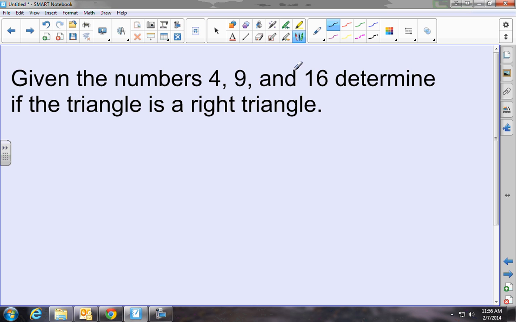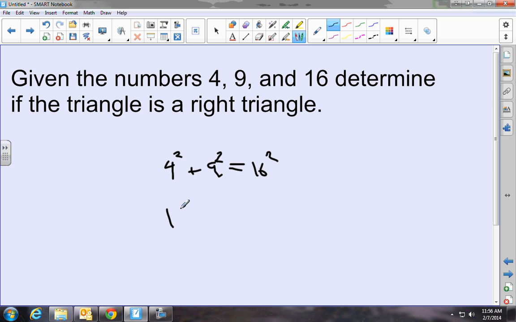So here they give us three lengths, and they ask, is it a right triangle? Well, if it is, then a squared plus b squared should equal c squared. Now, how do I know which one is c, 4, 9, or 16? Well, you guessed it. It's got to be the 16 because it has to be the longest side. Okay, so we're going to set it up a squared plus b squared equals c squared.